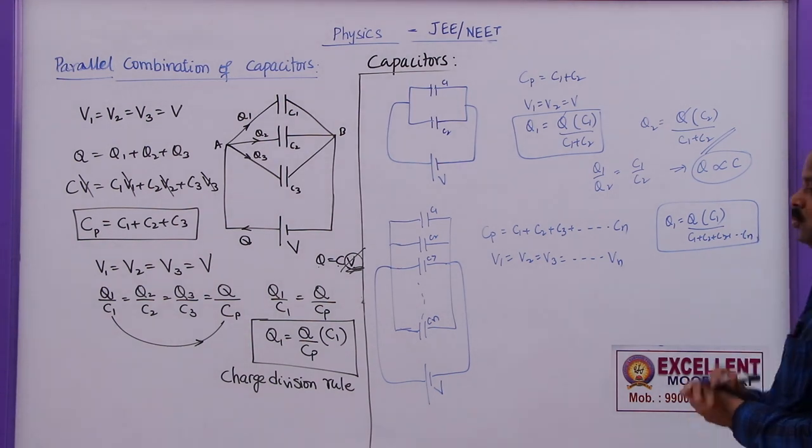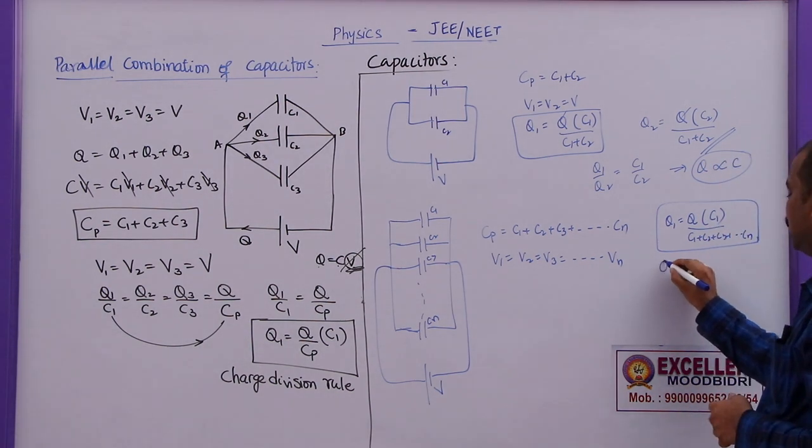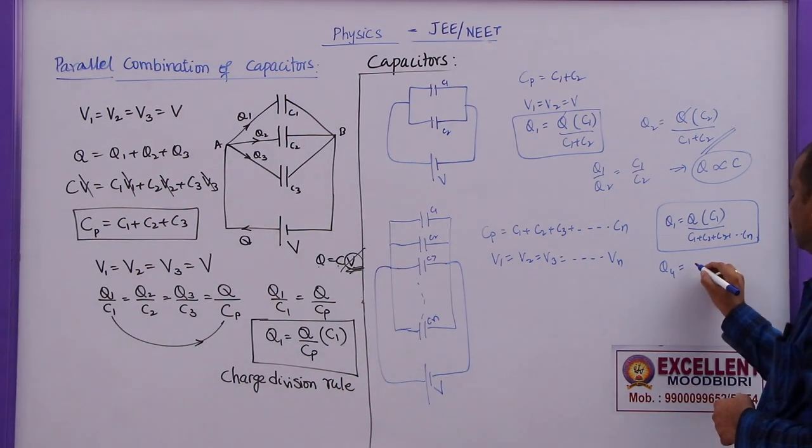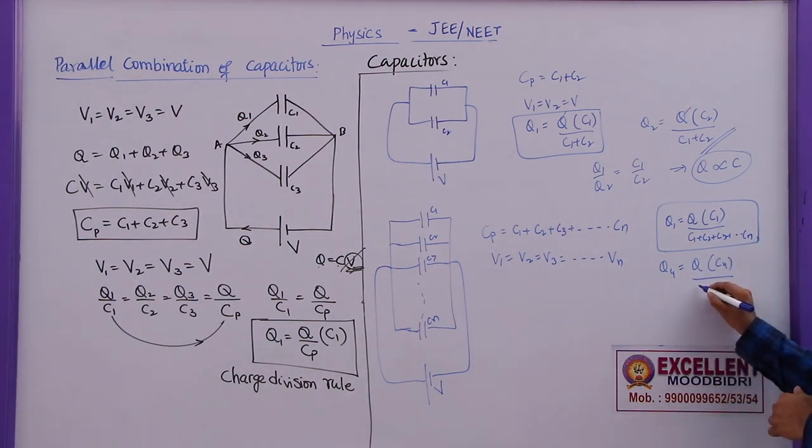So, this is the charge through the first branch. What is the charge through the fourth branch? Let us say they ask to find out the fourth branch. So, this is Q into C4 by Cp. Directly you can write this as Q into C4 by Cp.